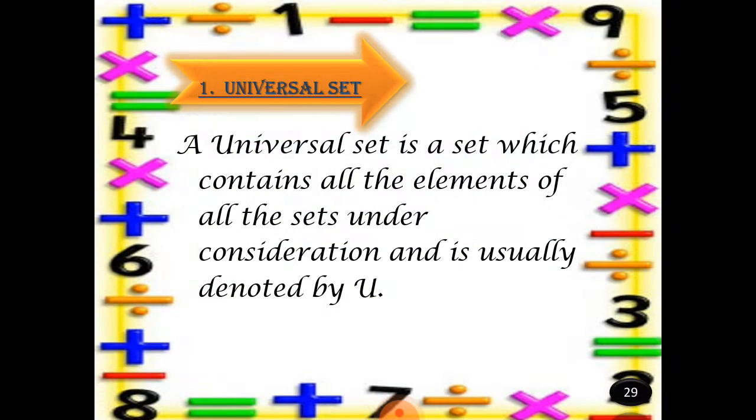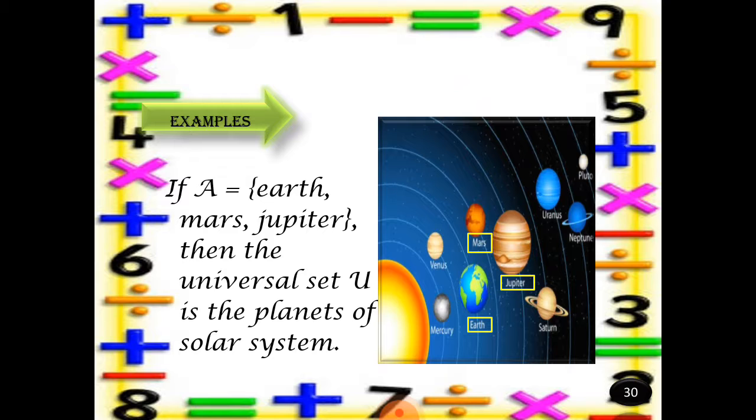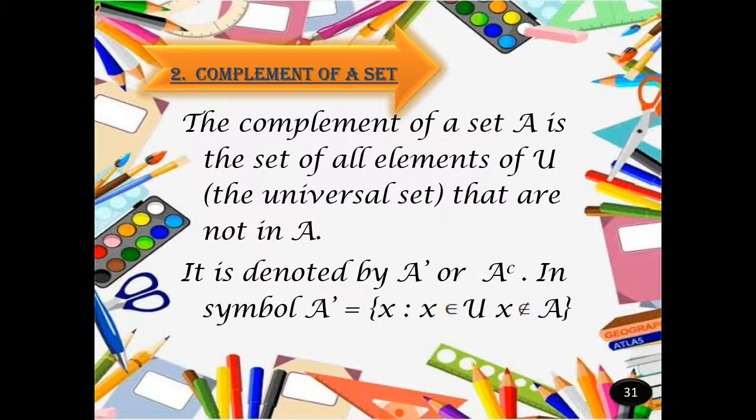First, universal set. A universal set is a set which contains all the elements of all the sets under consideration and is usually denoted by U. It's nothing but the elements of all the sets, that is A, B, etc. Everything will be included. For example, if A is equal to Earth, Mars and Jupiter, then the universal set is the planets of the solar system. We can say it as an example. Next one is complement of a set. The complement of a set A is the set of all elements of U that are not in A.